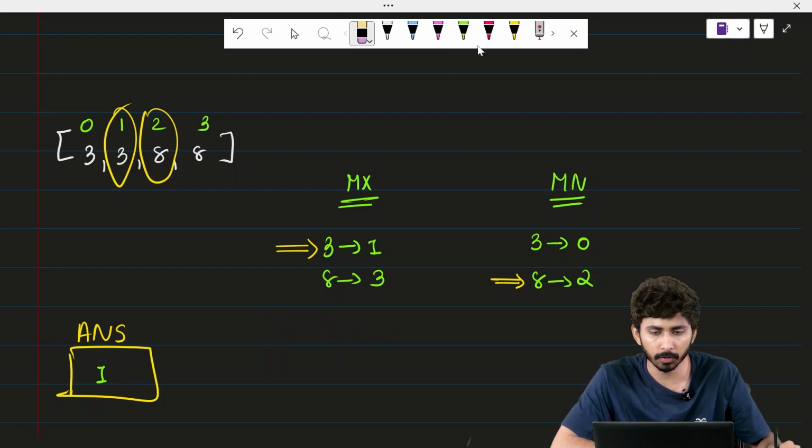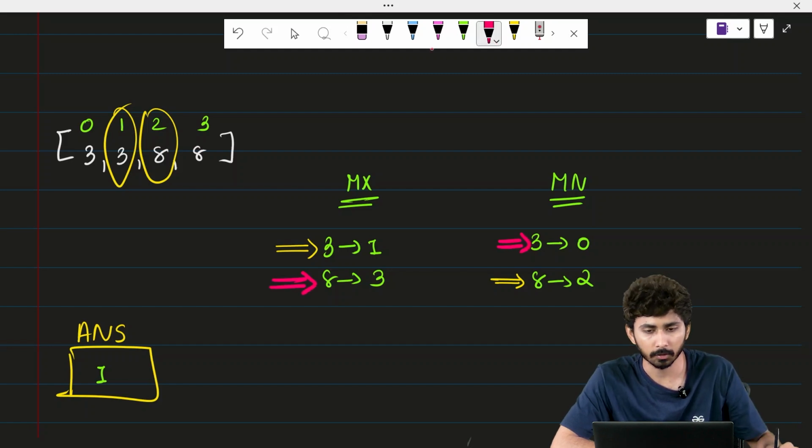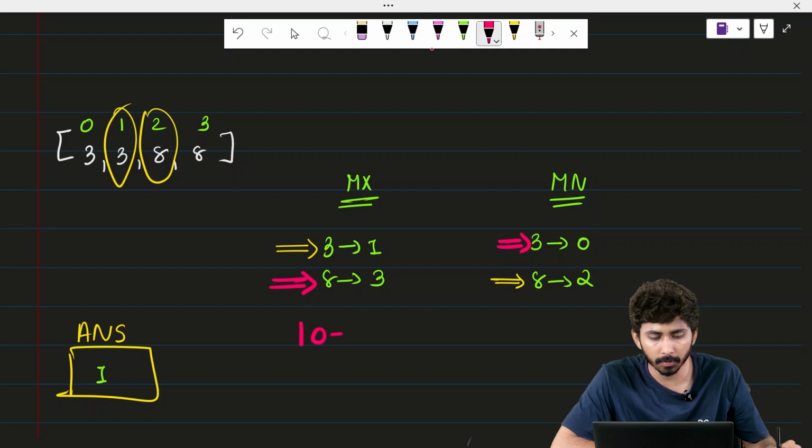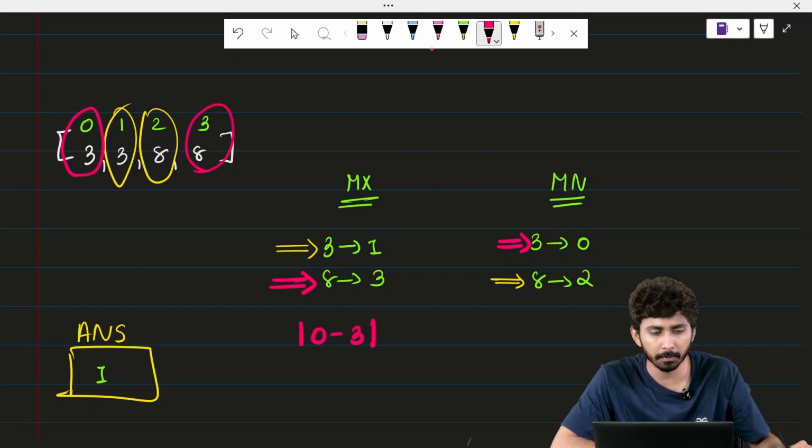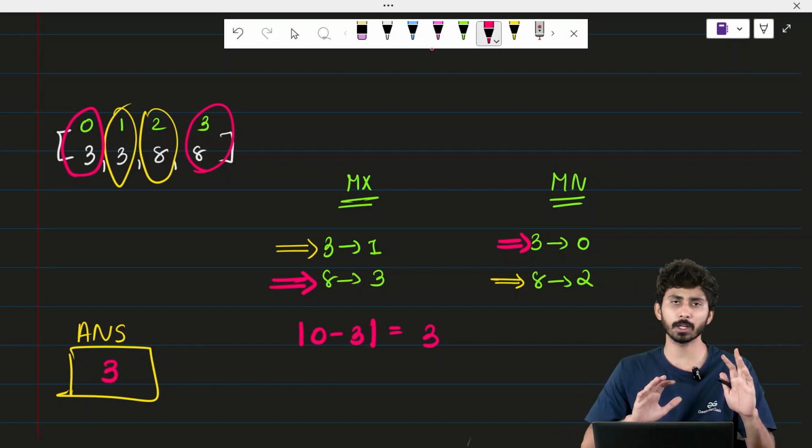Now what will you be doing? Now you will interchange. So you will take the maximum index of 8 and the minimum index of 3. Okay, so what do you get as the answer? This will be 3 minus 0, and you are talking about this pair: minimum index of 3 and maximum index of 8. So this is 3 and you got a maximum answer. So this comes out to be 3. And the rest of the pairs are not required.